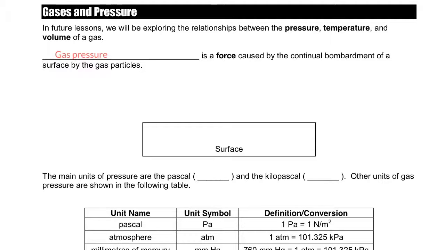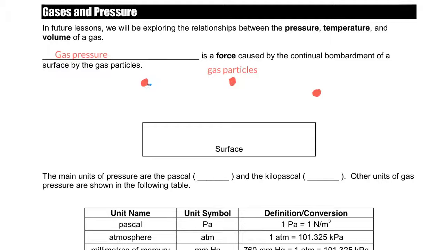So an important idea is that gas pressure is a force caused by the continual bombardment of a surface by the gas particles. So whatever the surface is, this would be the surface of the container that the gas is in, or it could be the wall of the room that the gas is in, or it could be your window. Any surface has gas particles surrounding it. So let's just say we have some gas particles. These gas particles are just floating around with lots of translational motion.